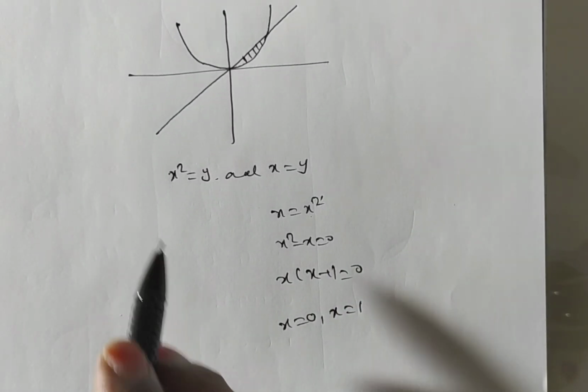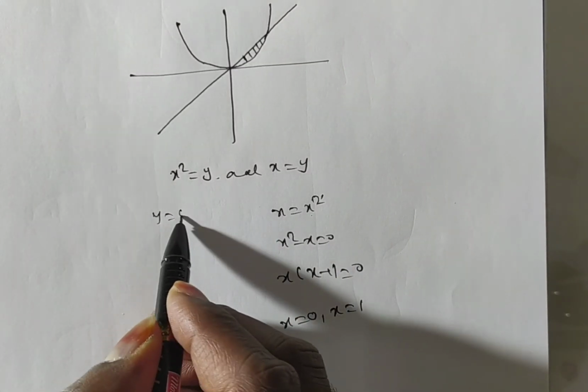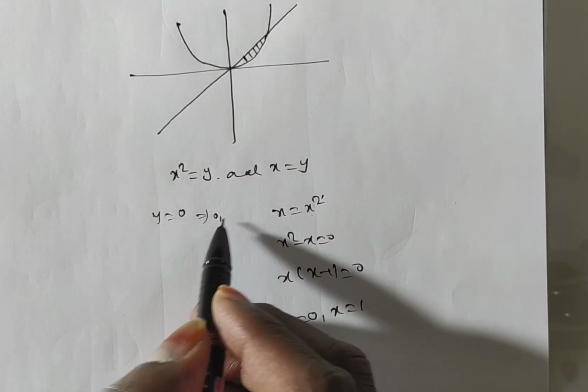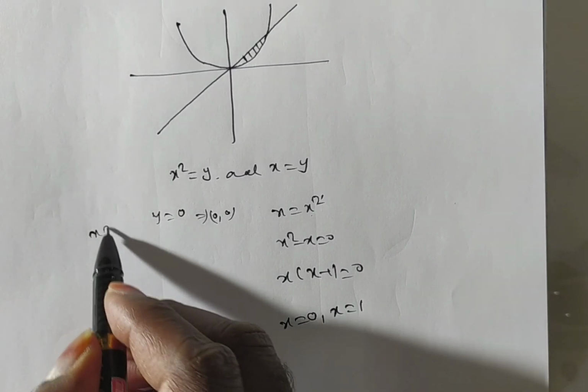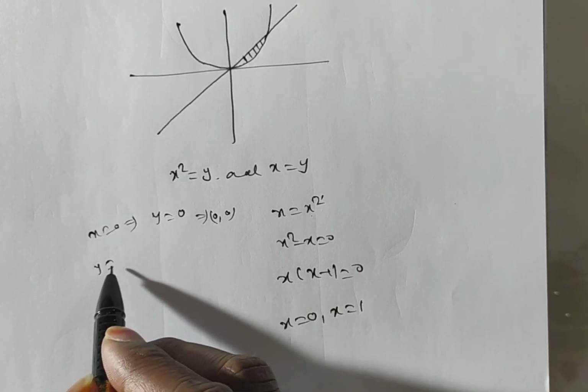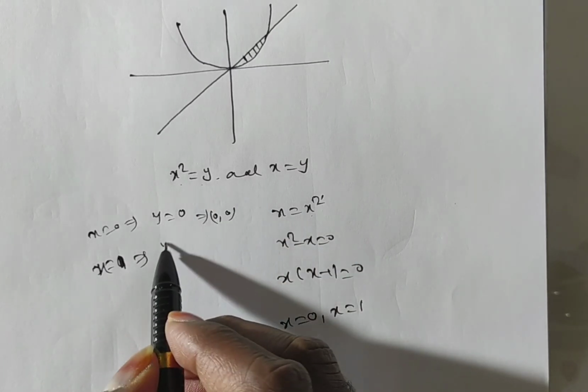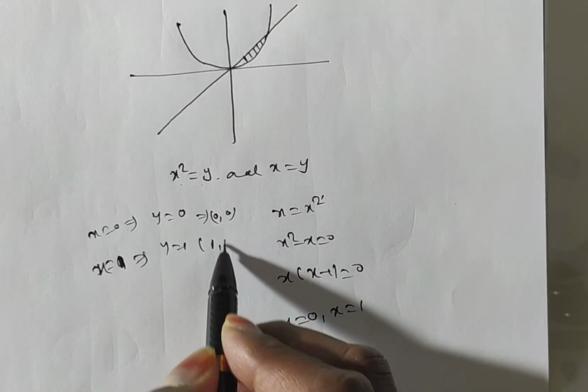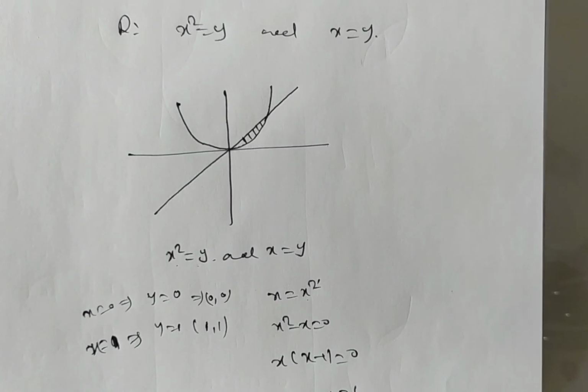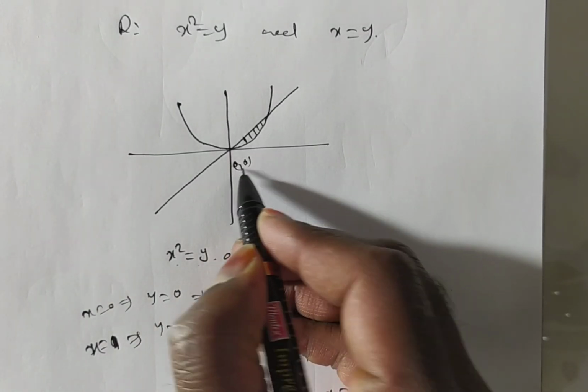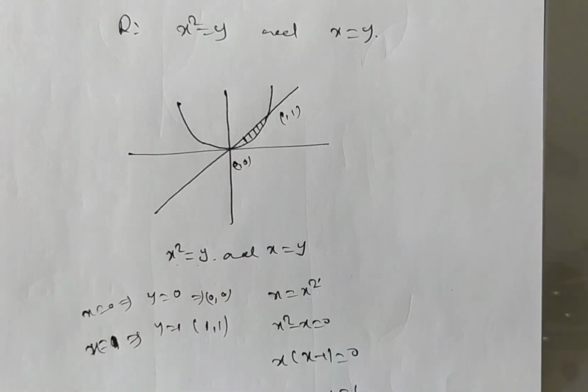So put x is equal to 0 in this case. What you will get is y is 0. That is the point 0 comma 0. Now if you substitute x is equal to 1, then y is equal to 1 only. So the point is 1 comma 1. So both the curves touch at 0 comma 0 and 1 comma 1.